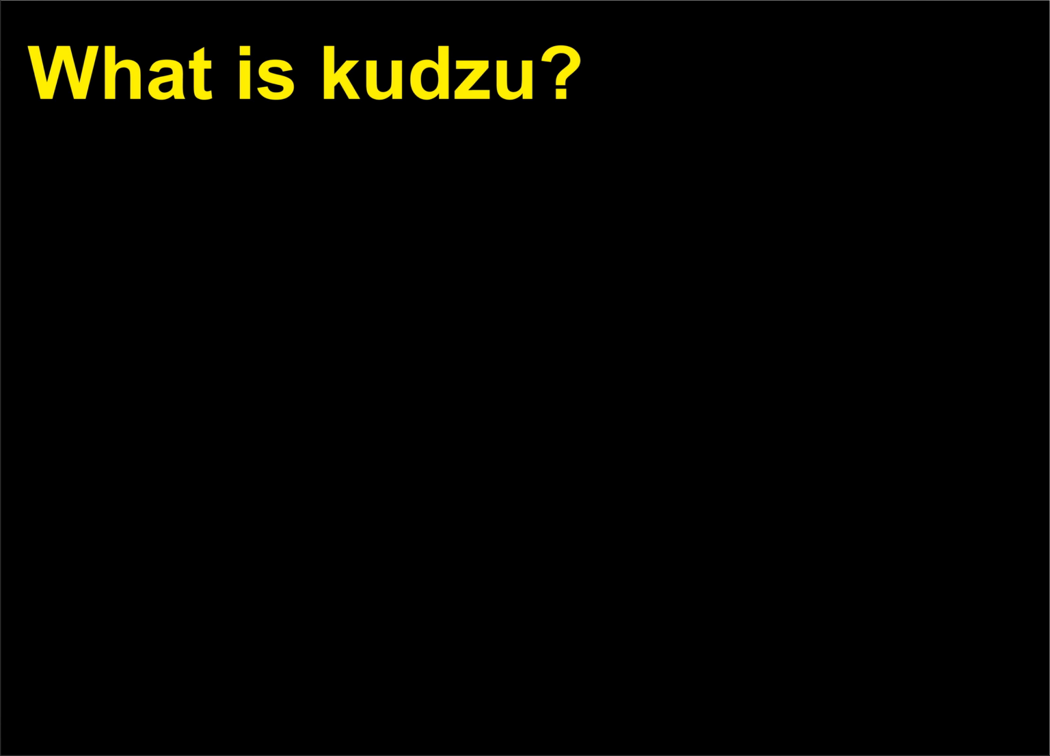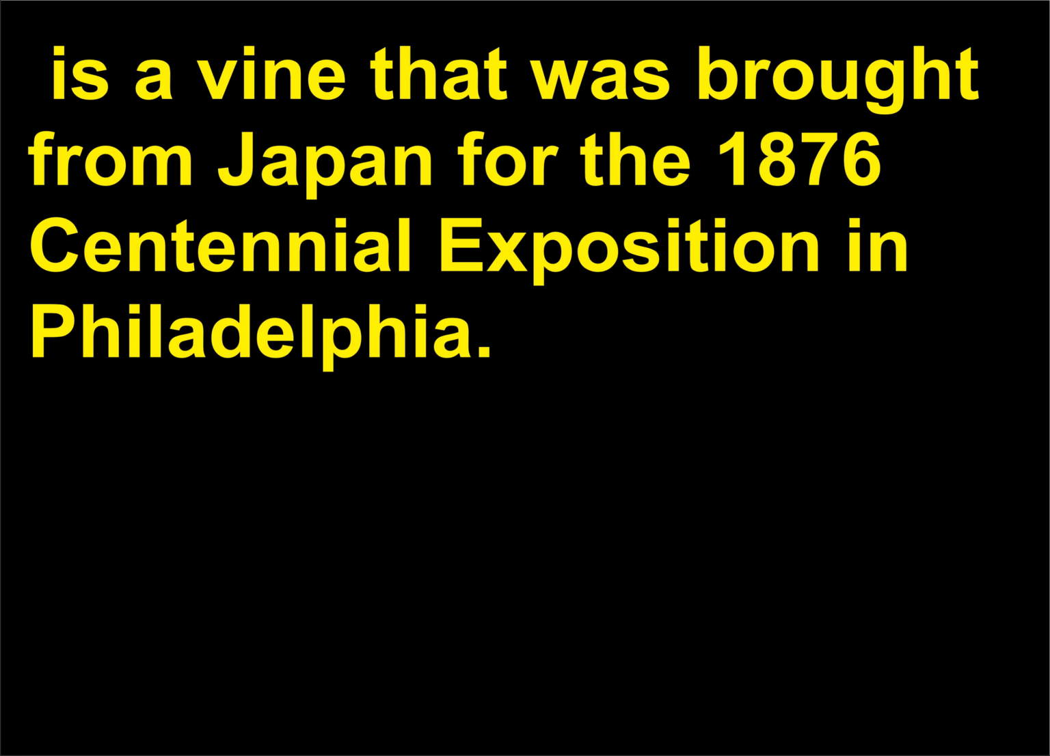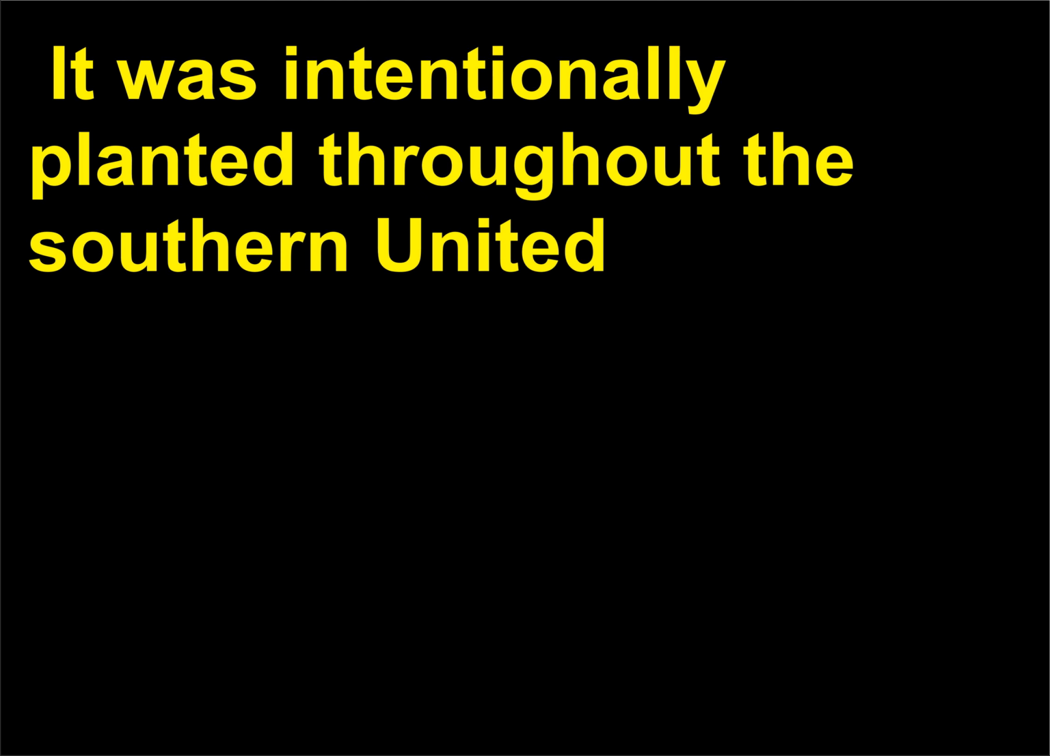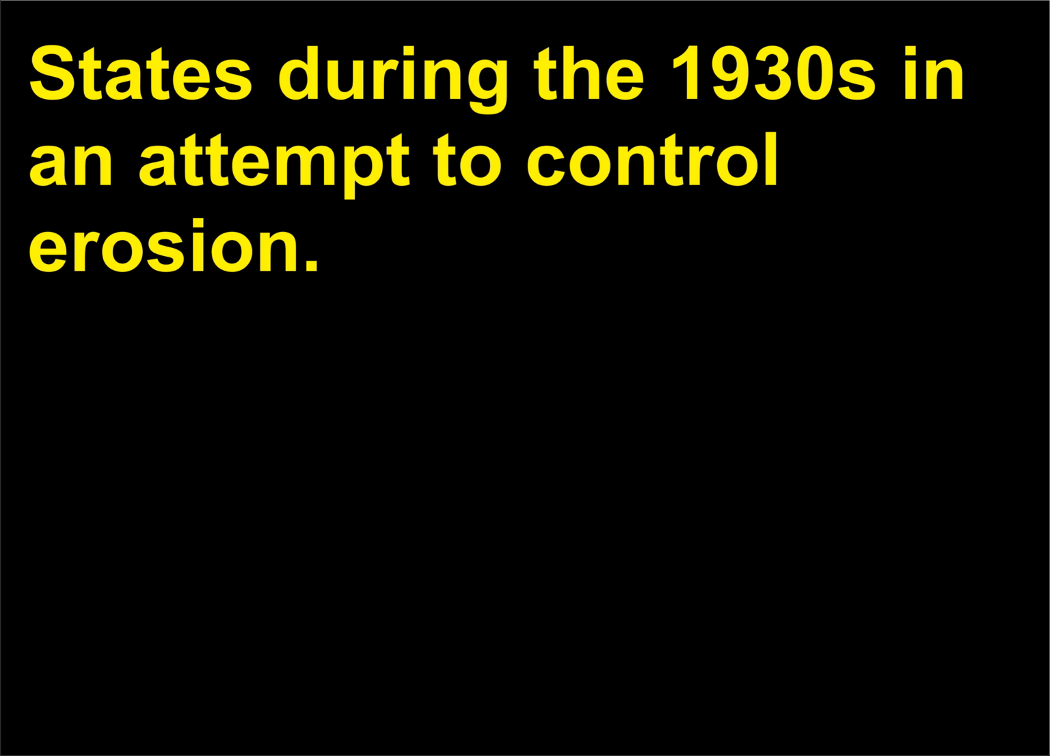What is kudzu? Kudzu, Pueraria lobata, is a vine that was brought from Japan for the 1876 Centennial Exposition in Philadelphia. It was intentionally planted throughout the southern United States during the 1930s in an attempt to control erosion.